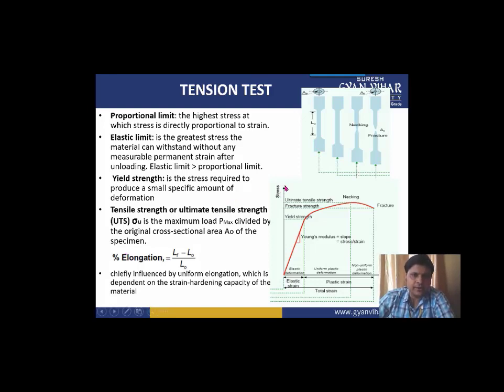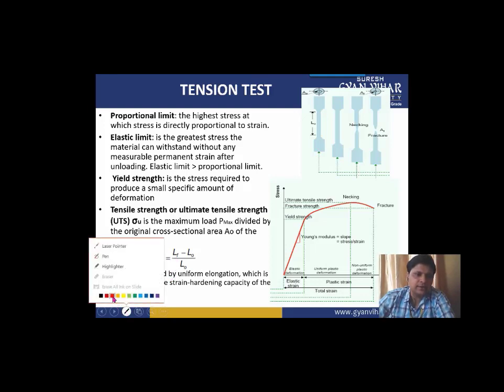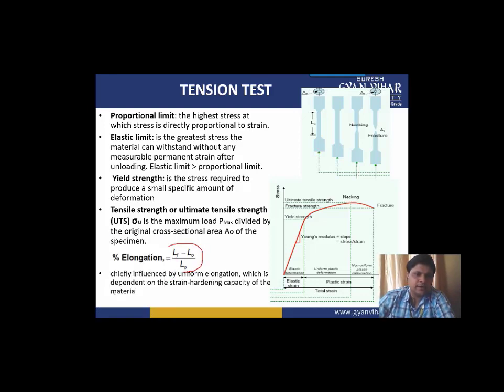Whenever you extend any rod or a specimen, its length gets elongated. The final length minus the initial length will give you the increase in length, and this increase in length divided by the original length will give you percentage elongation. So sometimes percentage elongation is also asked.